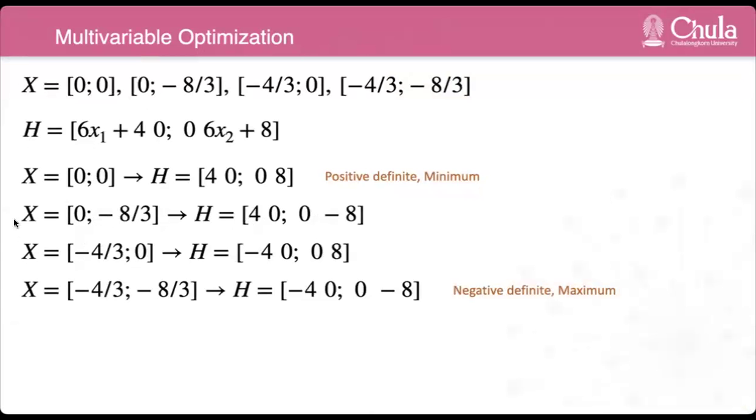Okay, so when x is 0, 0, our Hessian is 4, 0, 0, 8, right? If you feel it's very difficult to read this style of writing, you can write it yourself as a matrix. Write the whole matrix in one line to save space.